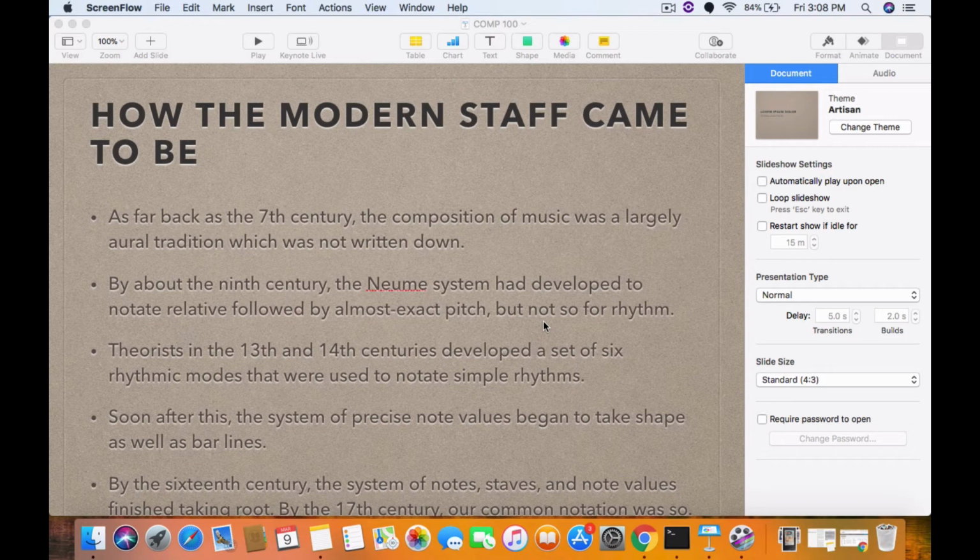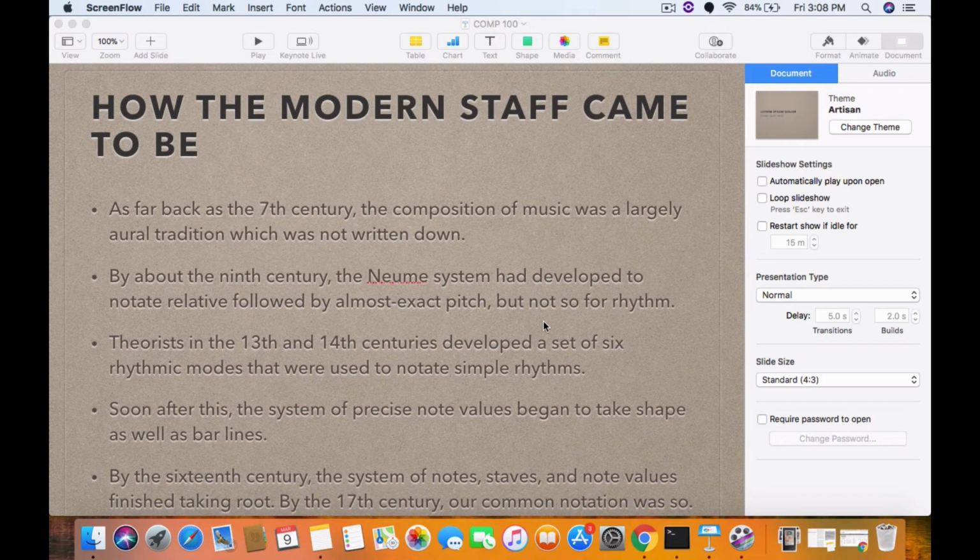Some of those included the breve, which was widely used in early Renaissance music and earlier, and a couple of different other symbols there. Soon after this, a precise note values system began to take shape, as well as bar lines.